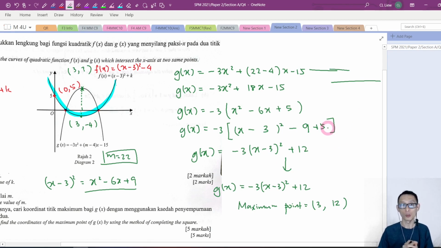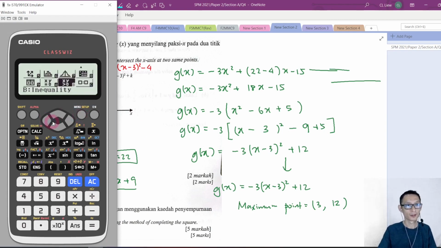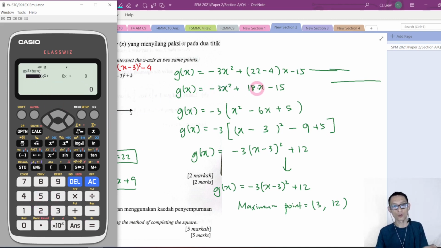If you want to use your calculator to help you check the answer, you can do it this way. Go to equation and polynomial. Degree is 2. Now, let me key in all the coefficients here, negative 3. And here already has a plus sign, you don't need to key in the plus. I just key in 18. But for negative, you have to key in because this is plus. You can use this negative button, this or this, both will be okay. Then press equal, equal again, and equal again.